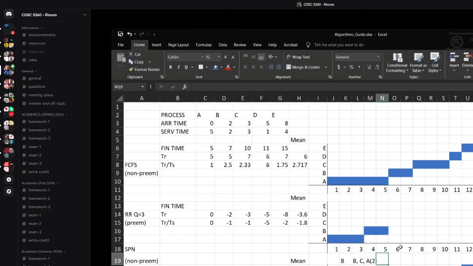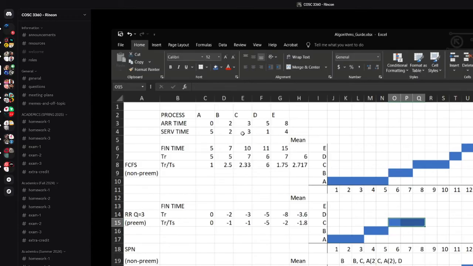And at time 5, D actually enters the queue. So we need to put it here, so we can say C, A of 2 left, right? And then we're going to put D in the back of the queue. Okay? So at this time, C needs to run first, because C has been waiting in the queue first. And C has a service time of 3.